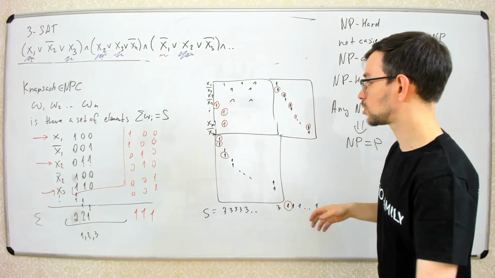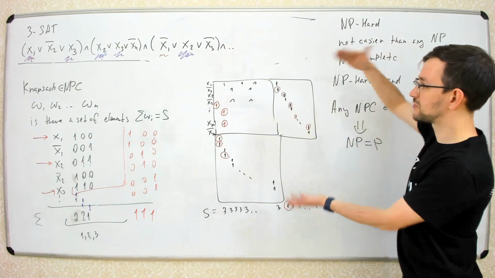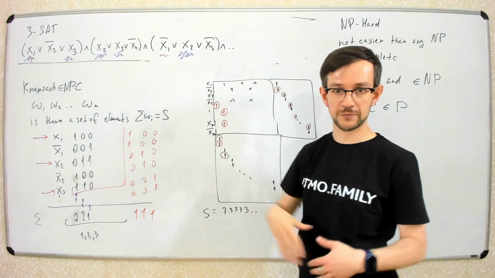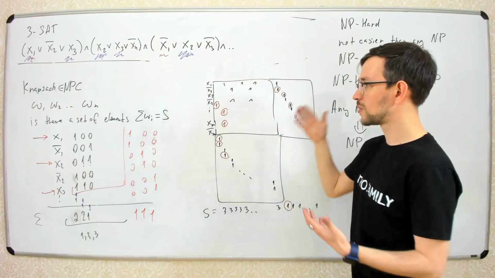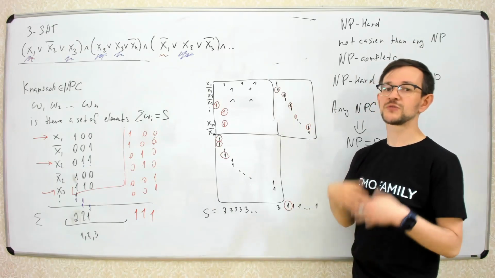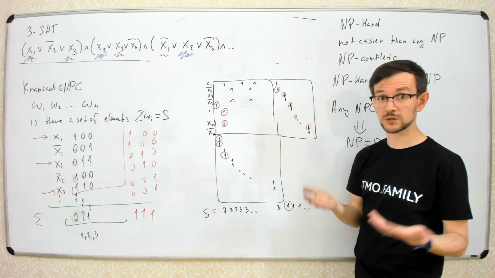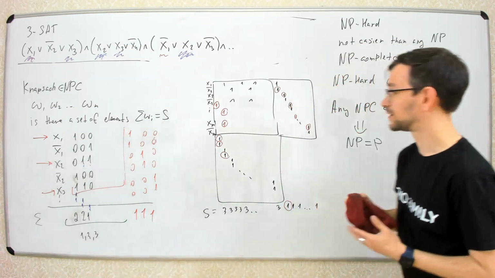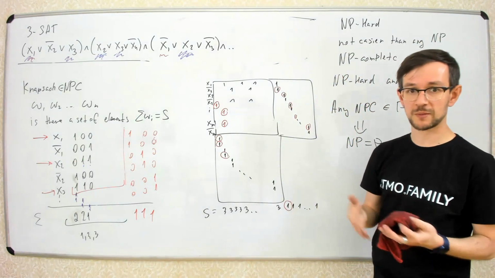So if you can solve the knapsack problem, you can give this problem to your knapsack solution and actually solve this 3-SAT problem. It means that your knapsack problem is not easier than a 3-SAT problem. And 3-SAT problem is known to be NP-complete. So your problem is NP-complete. That's how it's usually done. So that's how you prove that some problem is NP-complete.